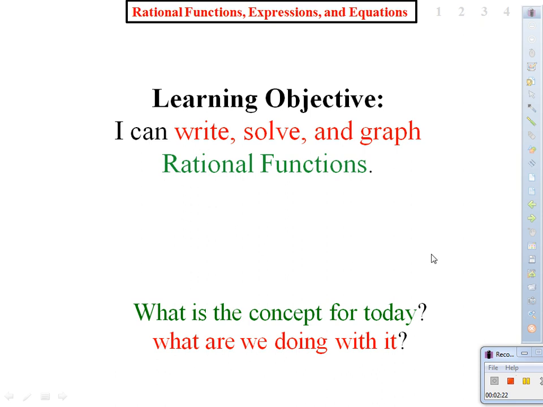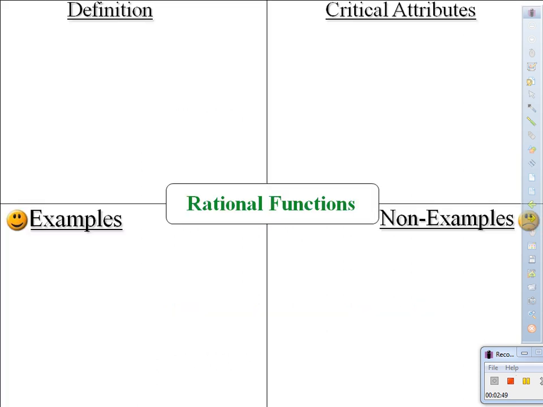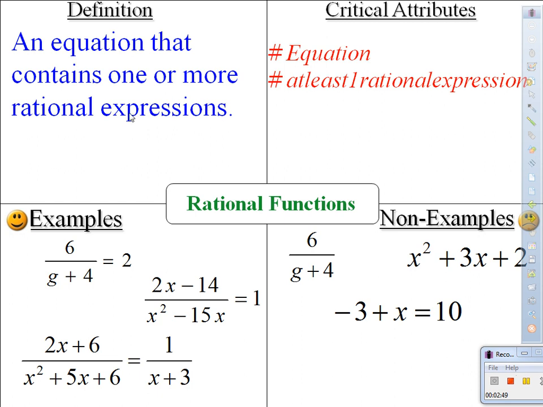Rational functions are... equations that contain at least one rational expression. Very good.